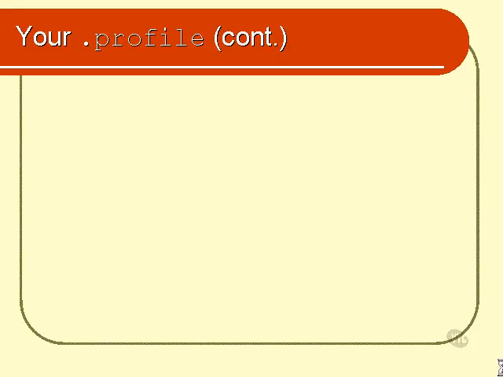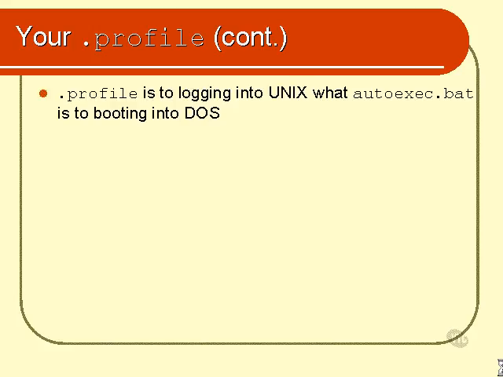Just a little bit more information about your .profile. If you're familiar with autoexec.bat from DOS or even Windows, but mainly DOS, you will discover that .profile is to logging into Unix what autoexec.bat is to booting into DOS. They are equivalent. They are simply a set of commands that you wish to have executed every time something occurs. The something, logging into Unix, is what causes your .profile to get run, and autoexec.bat gets run when you boot into DOS.